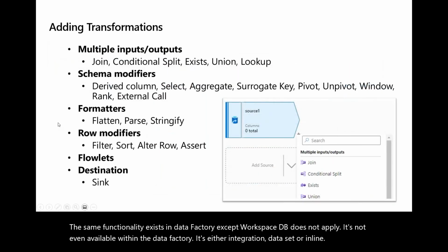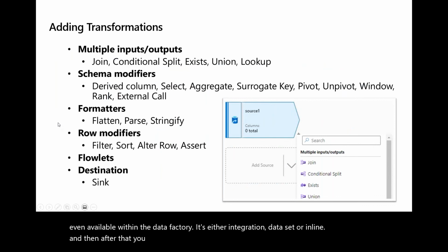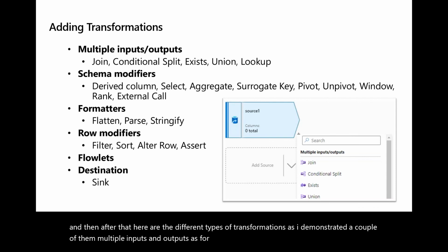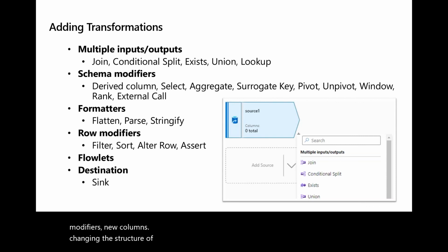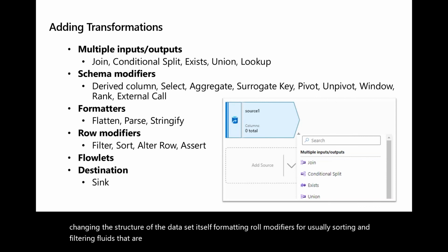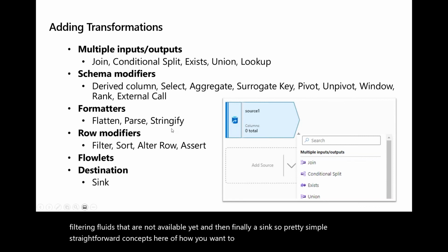And then after that, here are the different types of transformations, as I demonstrated a couple of them. Multiple inputs and outputs, that's for join and split, conditional split. Schema modifiers, new columns, changing the structure of the data set itself. Formatting, row modifiers for usually sorting and filtering, flowlets that are not available yet, and then finally a sink. So pretty simple, straightforward concepts here of how you want to transform the data.